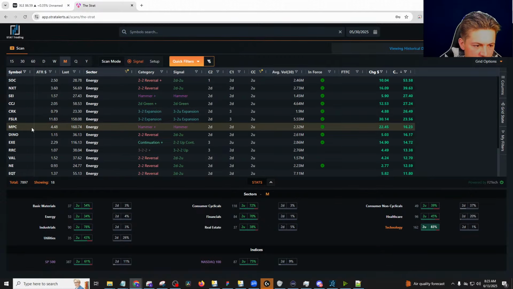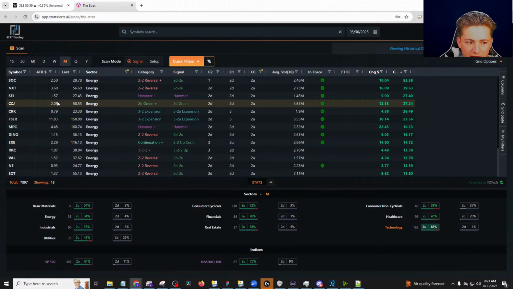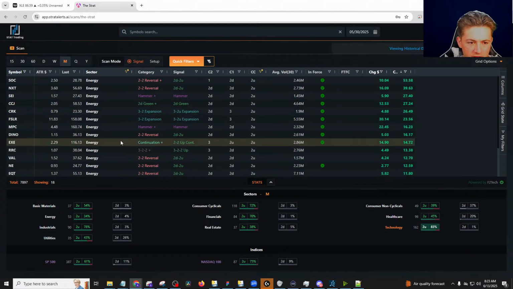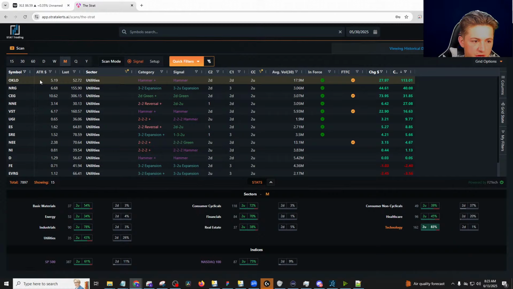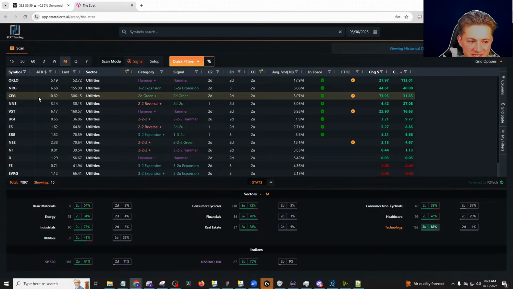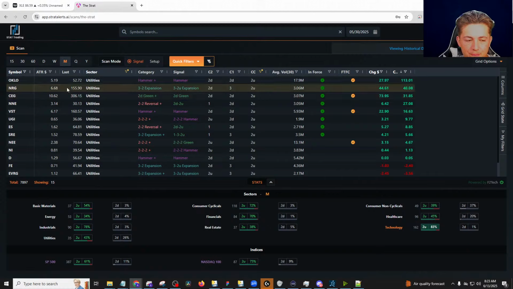URA would fall under here. OKLO would fall under here. I believe they fall into the utilities categories as well. So if we look at utilities, you see OKLO, NRG, CEG. These are all uranium utilities / energy stocks. So we already knew uraniums were going up.